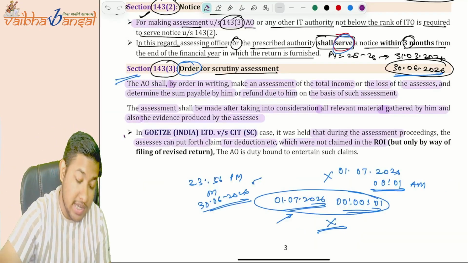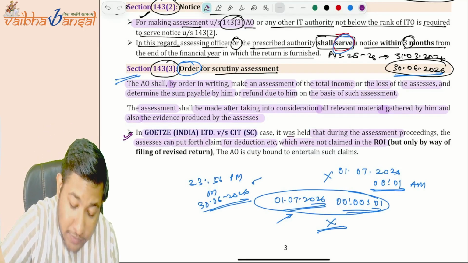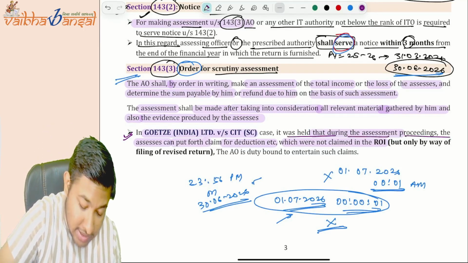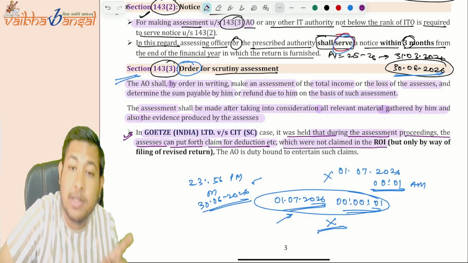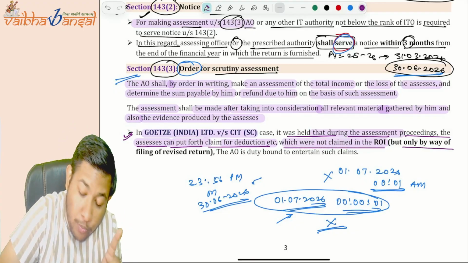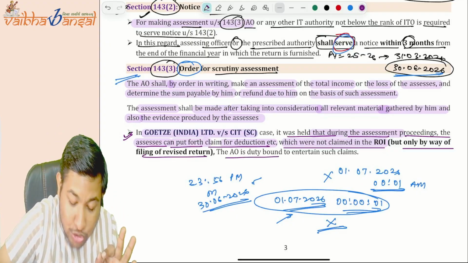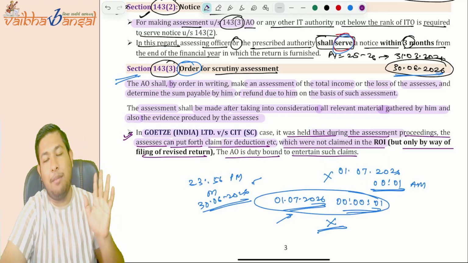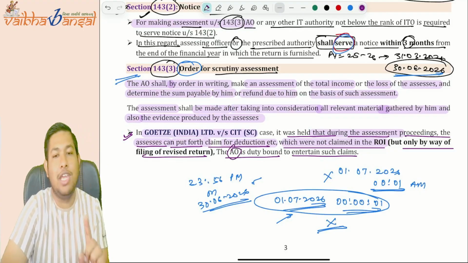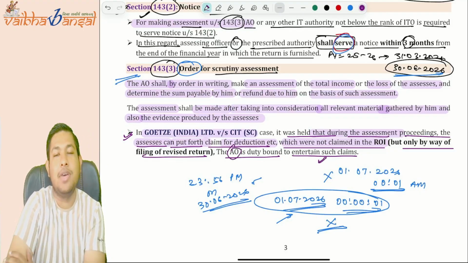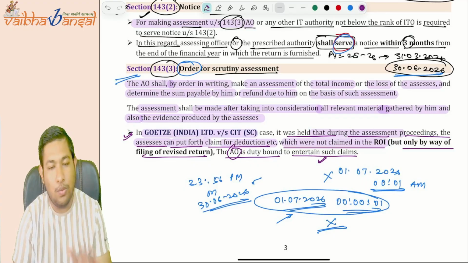See, this is what they are saying in this case law. In case during the assessment proceeding the assessee puts forth a claim of deduction, etc., which was not claimed in the ROI, but only by way of filing a revised return, then the AO is duty bound to entertain such a claim. If he has filed the revised return, then it is the duty of the AO to entertain such claim, and he will consider your claim. Understood or not? This is the only way.